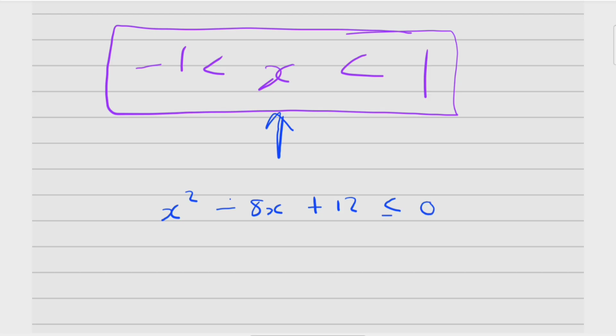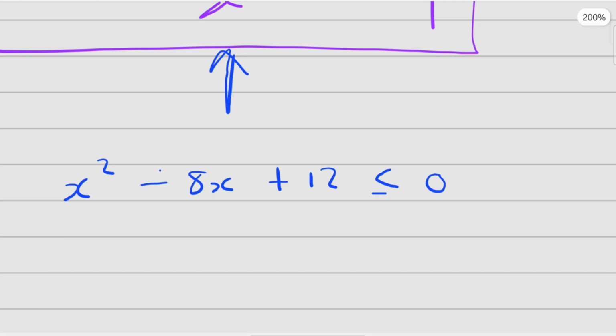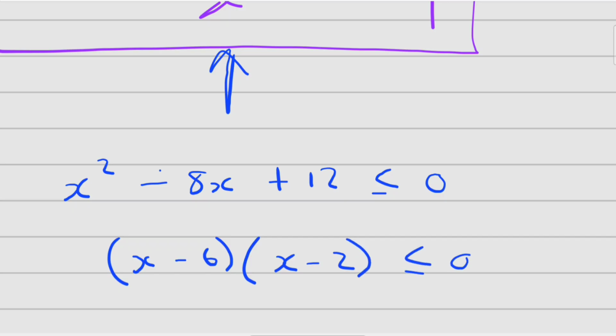And as I've said earlier, we work through this as if there is an equal sign there, as if it's a quadratic equation. So you can use your quadratic formula, minus b plus or minus root of b squared minus 4ac all over 2a, or we can just factorize. So factorizing this, we get x minus 6, x minus 2 being less than or equal to 0.